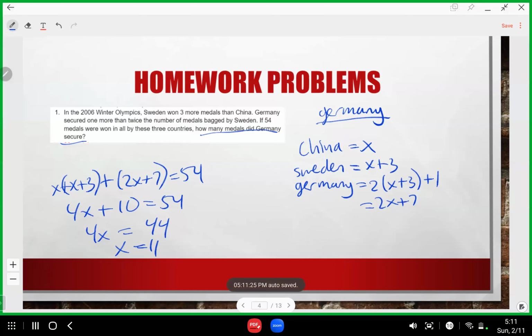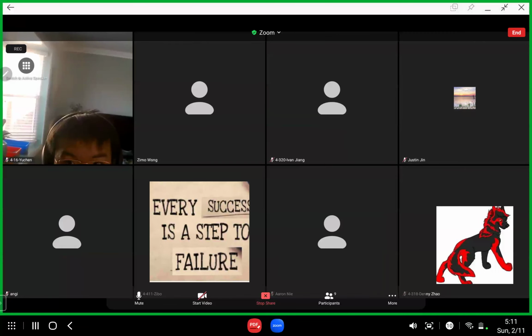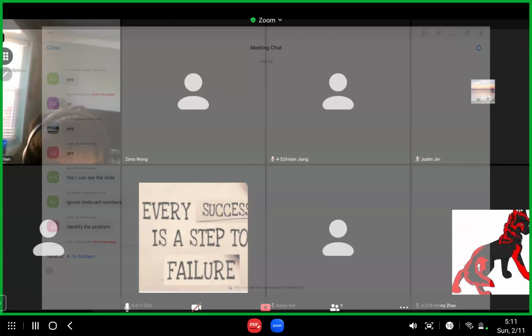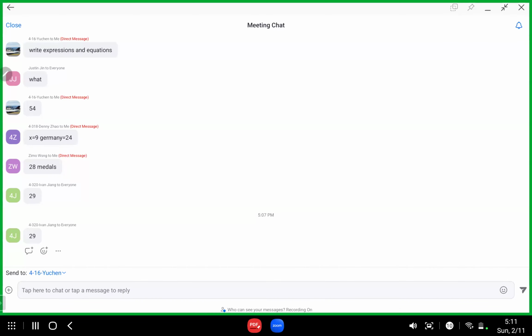We can find out Sweden. Sweden has x plus 3, which is 14, and Germany will have 2 times (x plus 3) plus 1, which is 2x plus 7. So that would equal 29. Whoever got 29, good job. So who got 29 here? All right, so Ivan, very good.